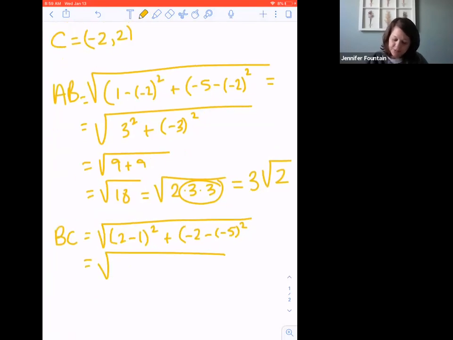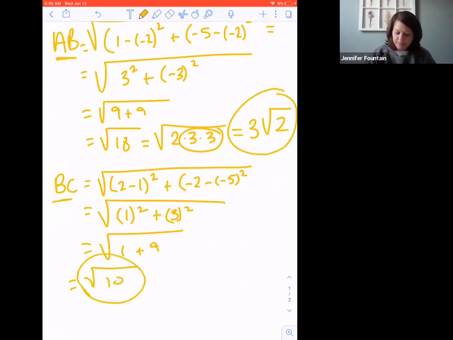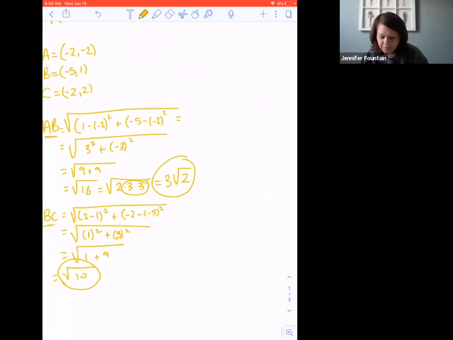For BC, I'm going to have 2 minus 1 squared plus -2 minus a -5 squared. So 2 minus 1 is 1 squared, plus -2 minus a -5 is -2 plus 5, so that's going to be 3 squared. 1 squared is 1, 3 squared is 9. This is the square root of 10. When I break 10 down, my prime factors are 5 and 2. There's nothing that can come out. So that's going to be my length of BC. So AB is 3 times the square root of 2, BC is the square root of 10. Now I've got to look at AC.